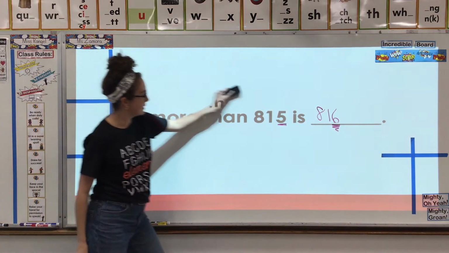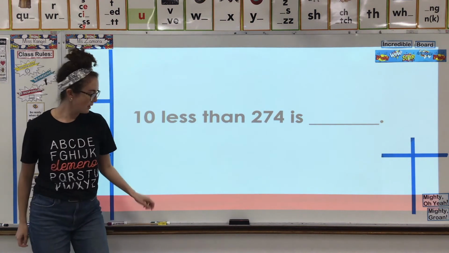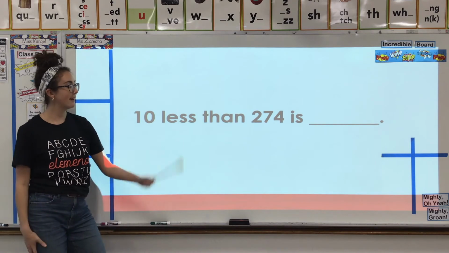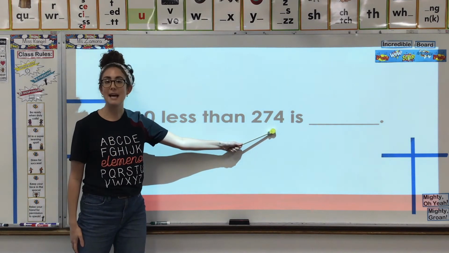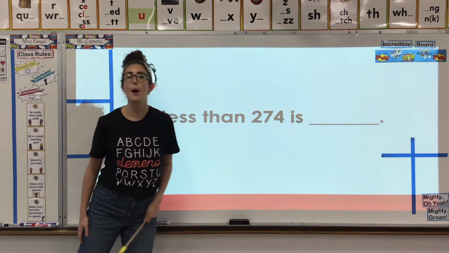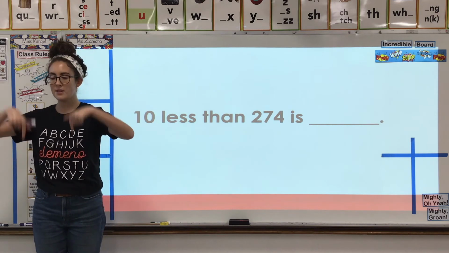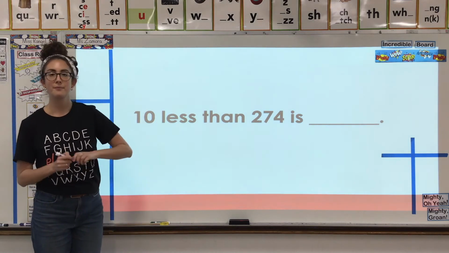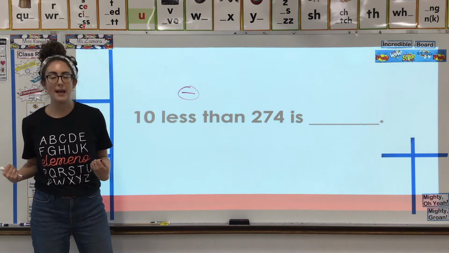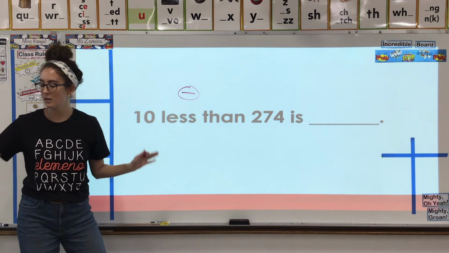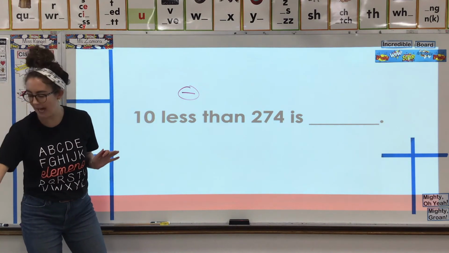Reset your board. Dun-dun-dun. Okay, up next. Can you read it with me? Nice and loud. 10 less than 274 is blank. Okay, are we going to add or subtract? We are going to subtract, of course. Less than, we're taking away. And how much? 10, we're going to take away a 10.